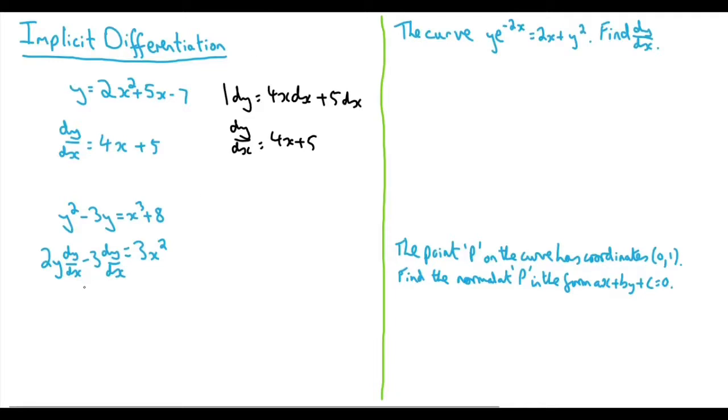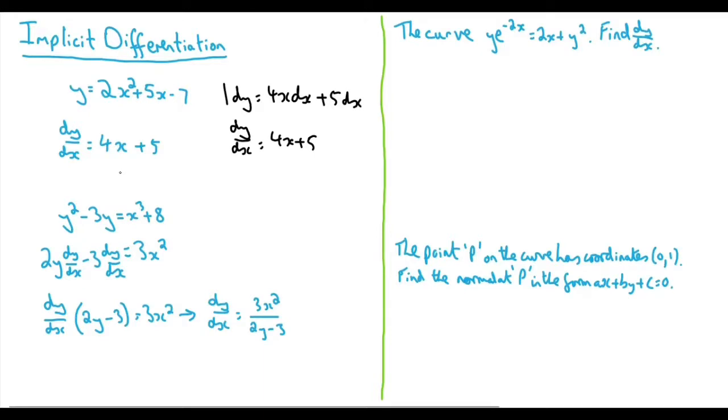Now that we're at this stage, we can factorize out the dy over dx as a common factor to get it as a single differential, leaving us inside here with 2y minus 3 equals 3x squared. And so we can say that dy over dx on its own is equal to 3x squared over 2y minus 3. This is now the equation that would get you the gradient at any given point, and it's an equation that will require you to put in both the x coordinate and the y coordinate, whereas usually you would just need the x coordinate.